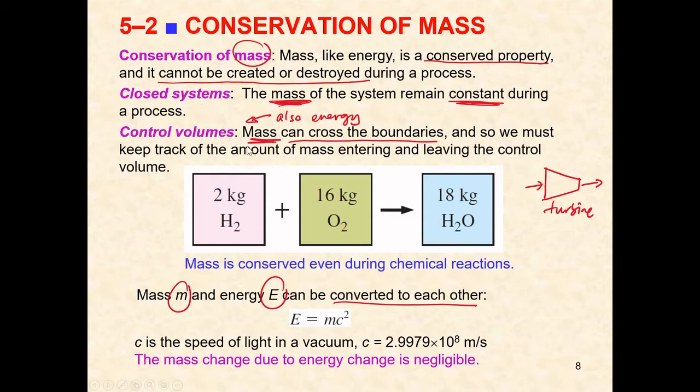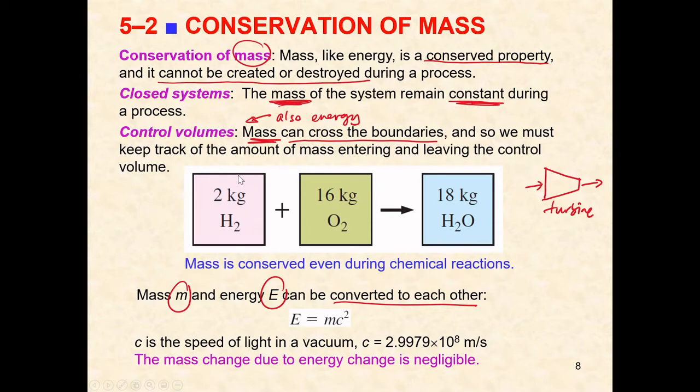But in the control volume, the mass can cross the boundary. Not just that, but the energy can also cross the boundary. The same goes for a closed system: energy can also cross the closed system boundary. But in the control volume, not only energy can cross, but also mass can cross the boundary. So we must keep track of the amount of mass entering and leaving the control volume.